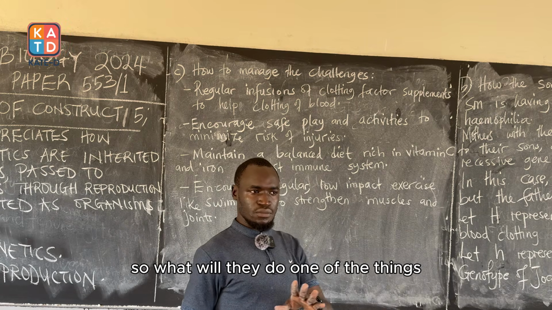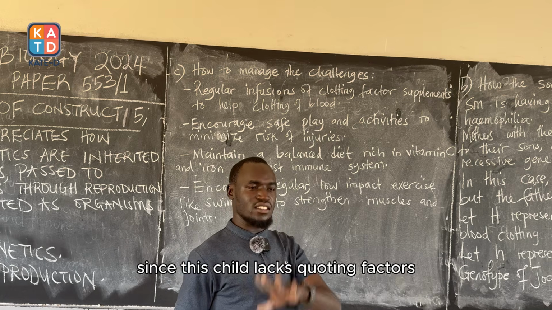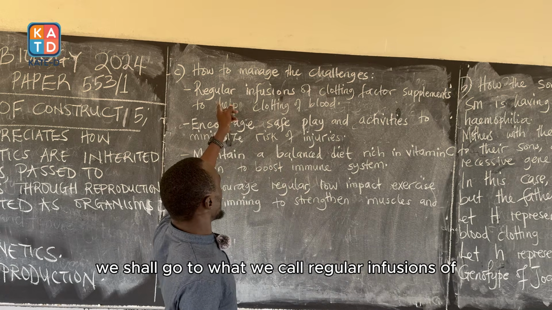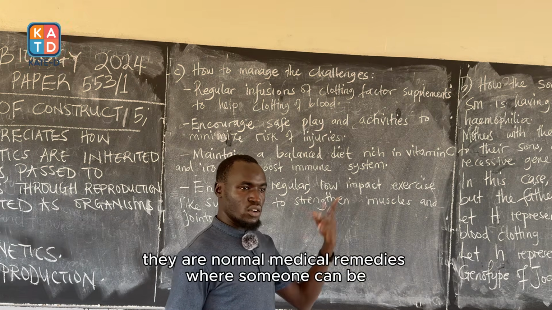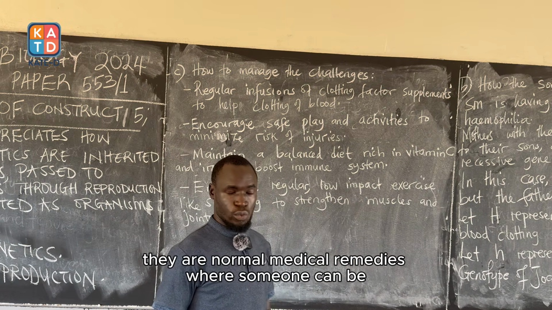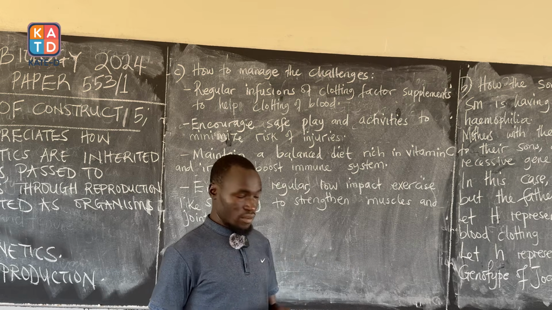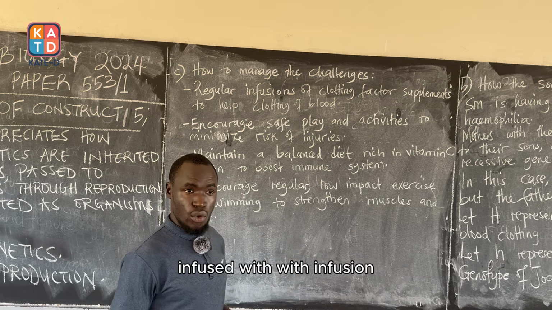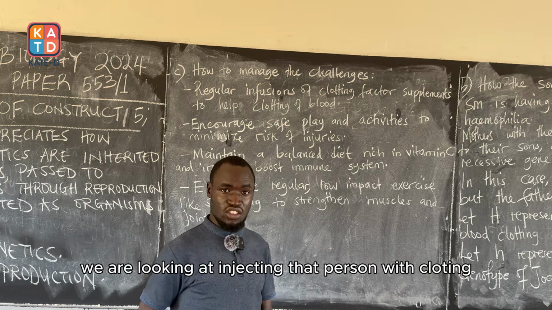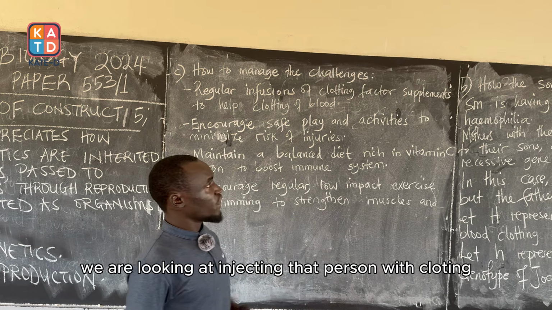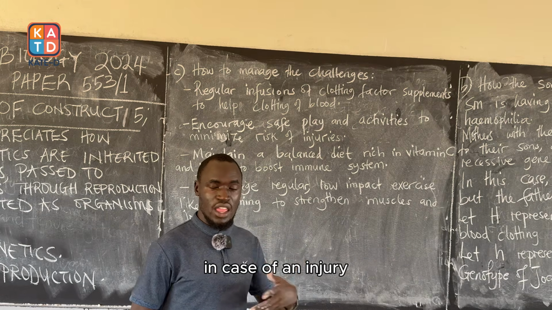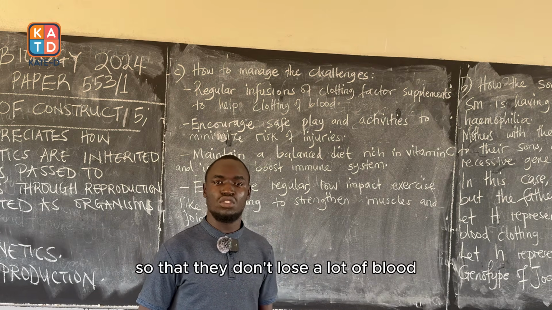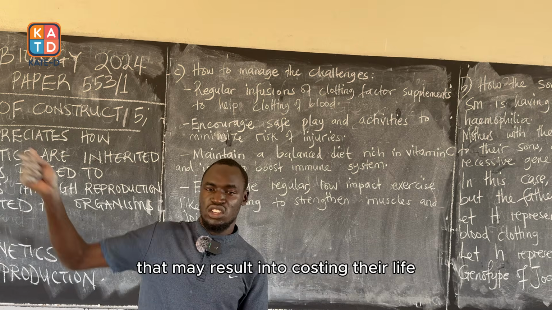One of the things, since this child lacks clotting factors, is regular infusions of clotting factor supplements. They are normal medical remedies where someone can be infused. With infusion, we are looking at injecting that person with clotting factor supplements to enhance the blood clotting of that person in case of an injury, so that they don't lose a lot of blood that may result in costing their life.